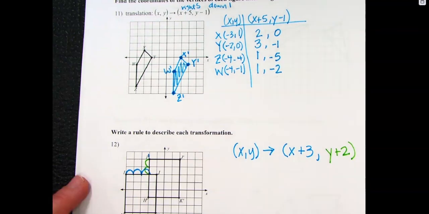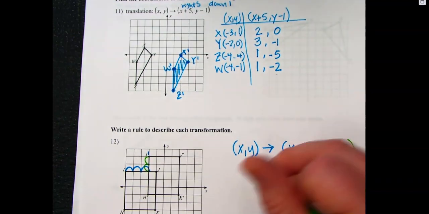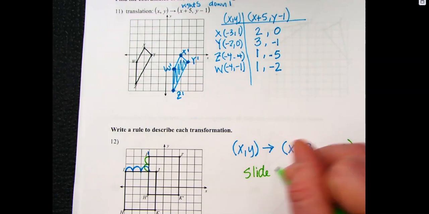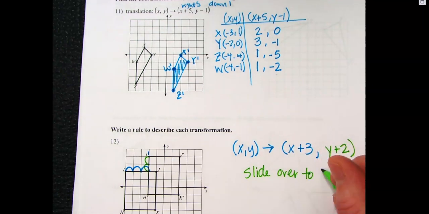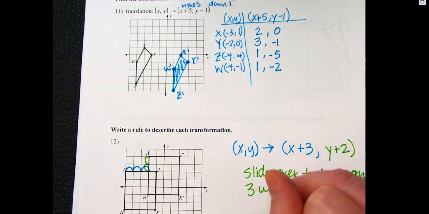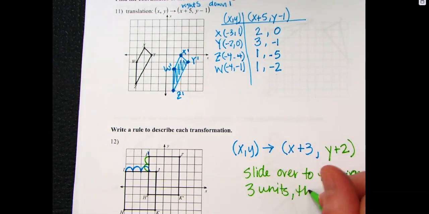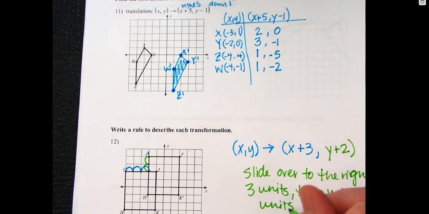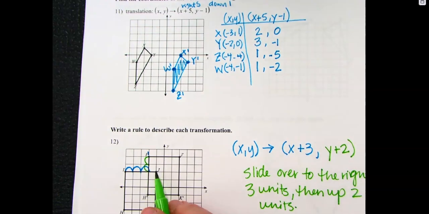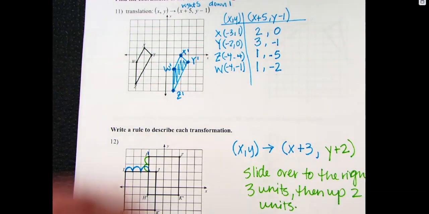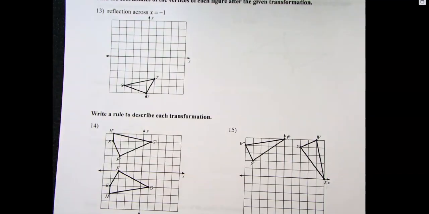And that is your rule, and you could justify by saying slide over to the right 3 units, then up 2 units. There you go. And that could work for each one. Over 3, up 2. Over 3, up 2. Over 3, up 2. So that works. Okay, moving on. Next up, we are reflecting over x equals 1.